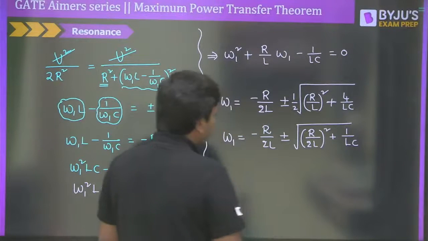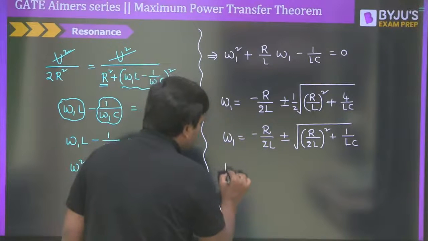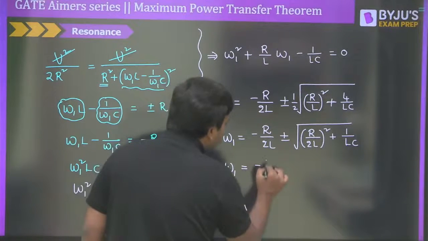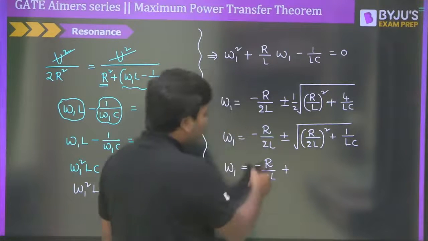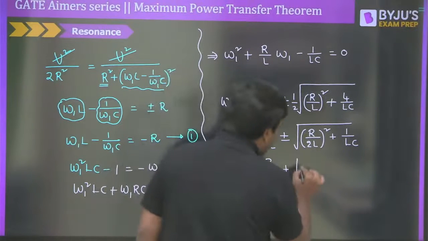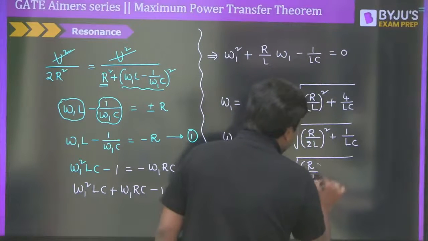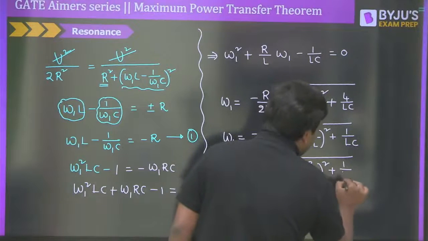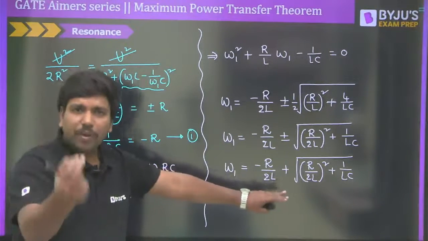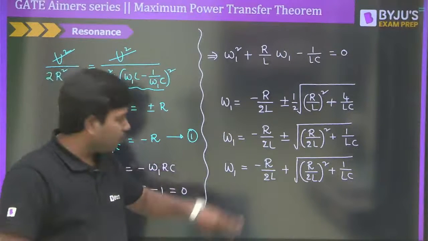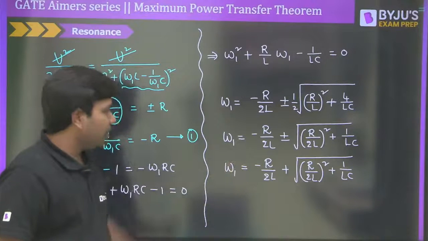Omega 1 is equal to this. Now omega 1 could not be a negative frequency, because frequency cannot be negative. So it must be minus R divided by 2L plus under root of R by 2L whole square plus 1 divided by LC. Correct? I have taken 5 minutes to calculate this, but you now have the exact proof. So omega 1 is equal to this.